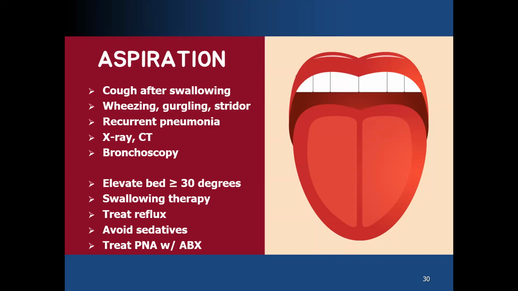The clinical features include immediate cough after swallowing or eating, that's a classic sign, wheezing, gurgling voice, or stridor if material is in the upper airway. Recurrent or persistent cough in at-risk populations, such as neurologic disease, GERD, or sedation. Recurrent pneumonia, especially in the right lower lobe due to bronchial anatomy.